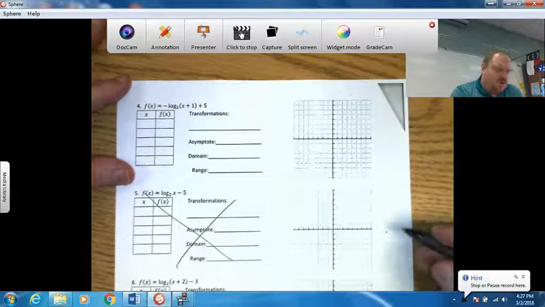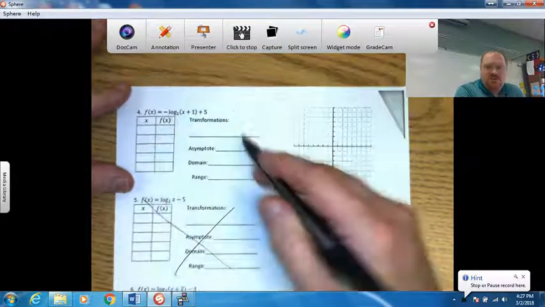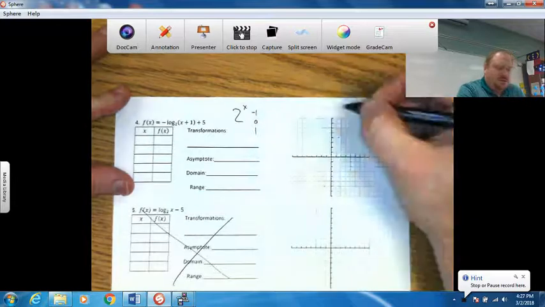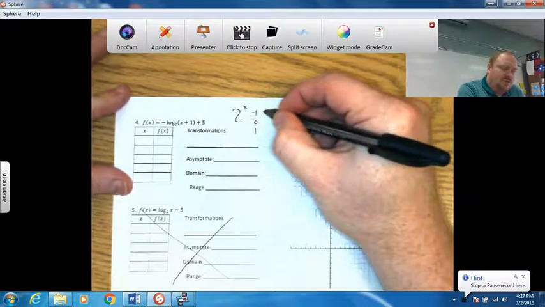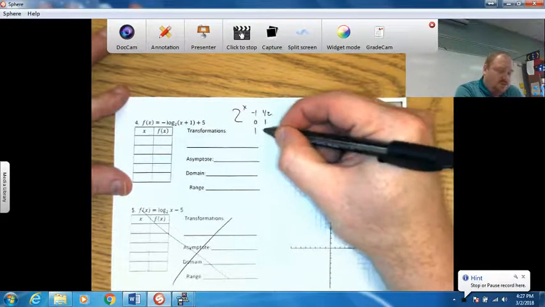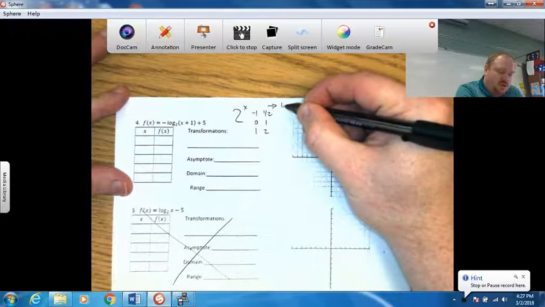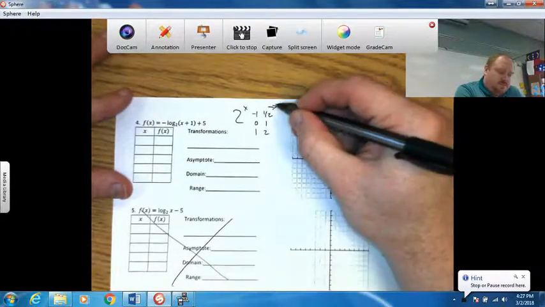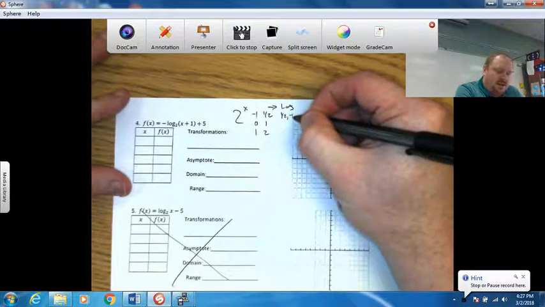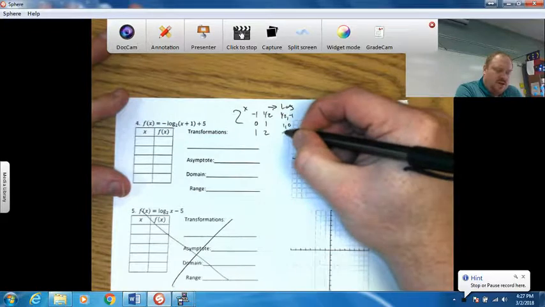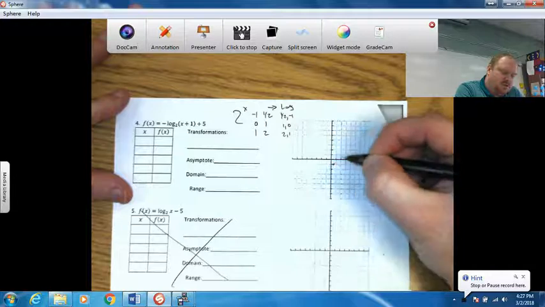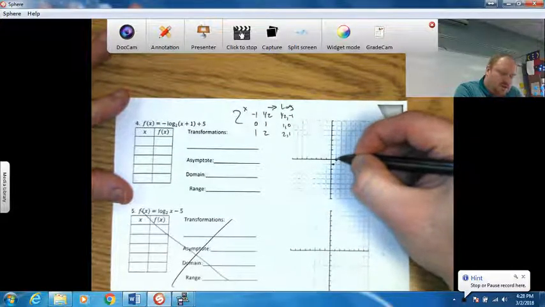Now, number 4 has a log base 2. So I'm going to start off with those points. So -1, 2 to the -1 is 1/2. 2 to the 0 is 1, and 2 to the 1 is 2. So, for the log portion, I'm just going to flip those points around. 1/2, comma, -1, 1, comma, 0, and 2, comma, 1. I'm going to just graph those. 1, 0, and 2, 1.